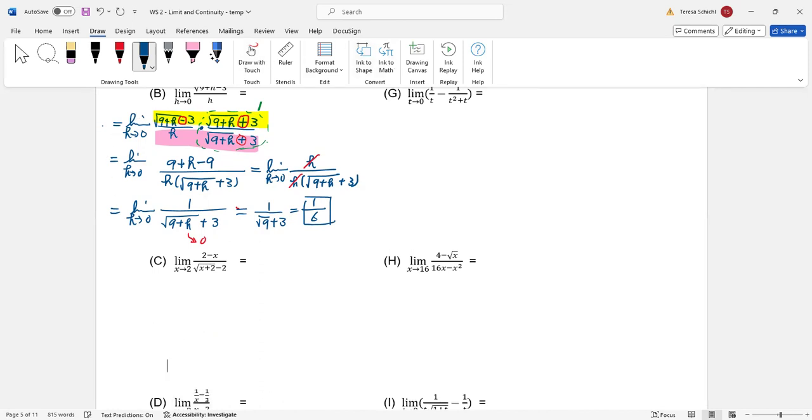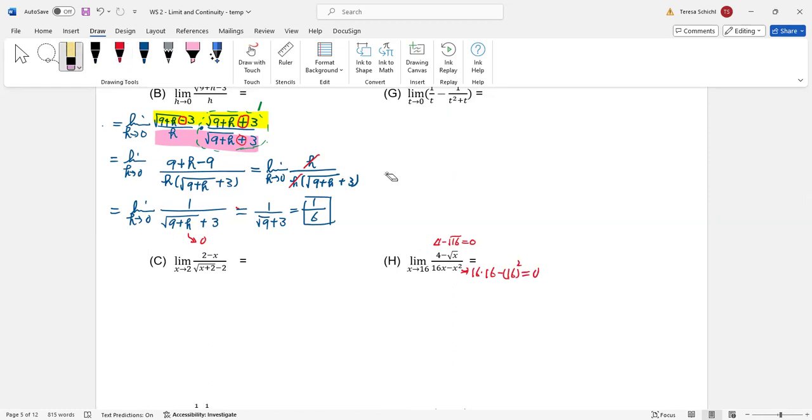All right, so the x is here, and I have 16 here. First, always check: do you get 0 over 0? So this is 4 minus the square root of 16, so the top is 0. Then the bottom here is 16 times 16 minus 16 squared, so it will be 0. So I know this is a 0 over 0 situation here, right?